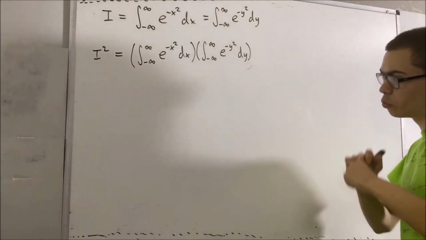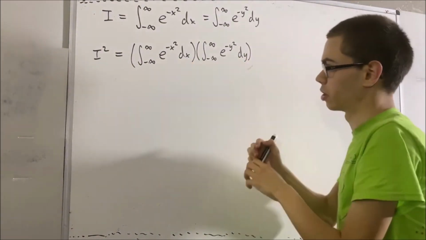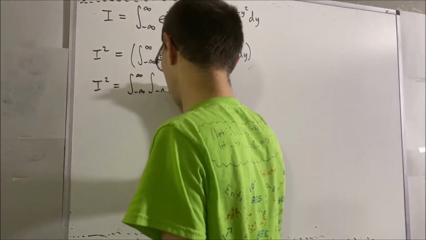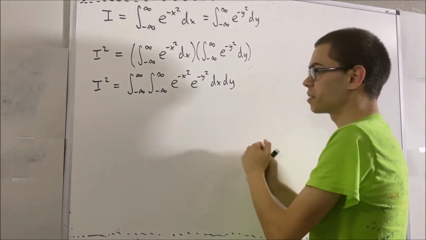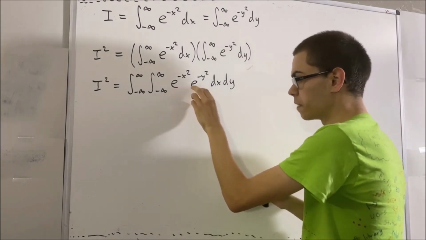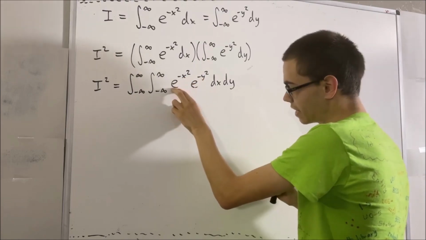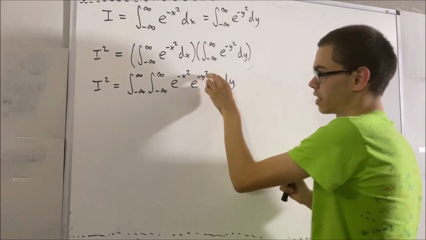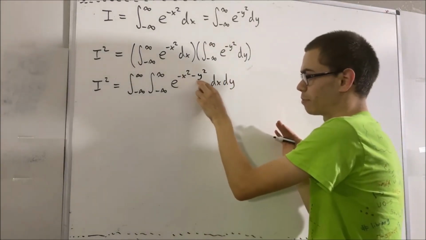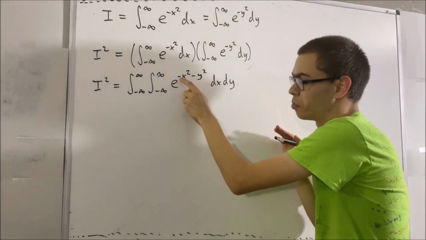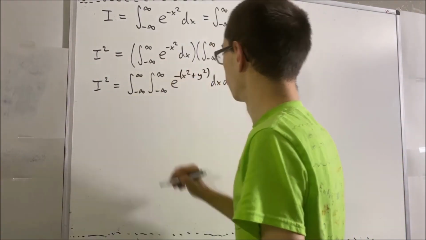Now, another thing is we can re-express this product of integrals as a single double integral, just like this. And notice we are multiplying two exponentials of the same base, so we can add the exponents. So what we get here is e to the power of negative x squared minus y squared. And also, in the exponent, we could factor out the negative, so we get the negative of x squared plus y squared. Just like that.